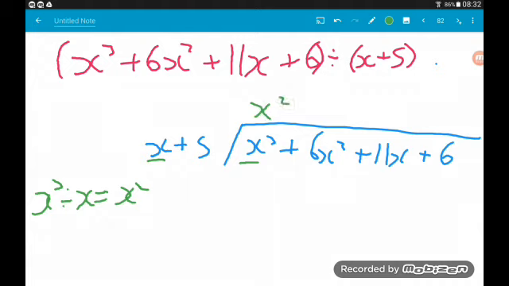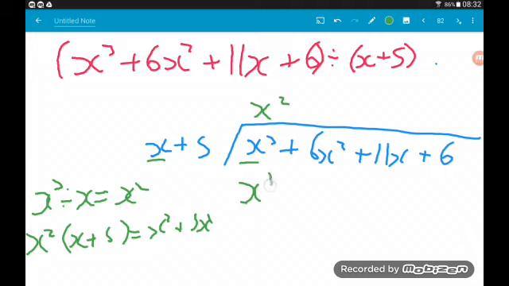Now we do x squared times our divisor. So x squared times x plus 5 is x cubed plus 5x squared. So we write that now underneath the blue expression. So x cubed plus 5x squared.